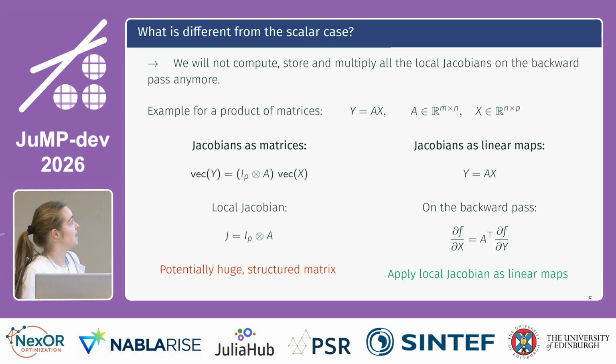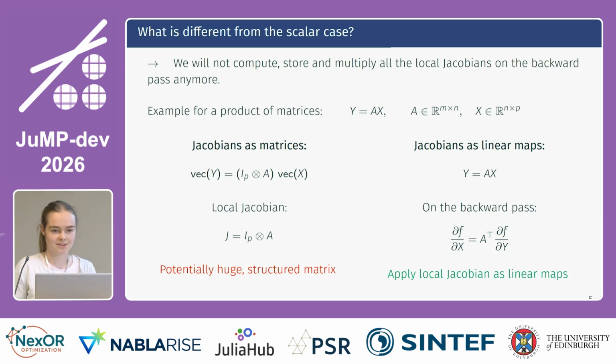The second thing that is different from the scalar case is that we won't compute, store, and multiply all the local Jacobians on the backward pass anymore. I told you that in the chain rule, we simply multiply the local Jacobians together. Here, with vectors and matrices, we won't do this.